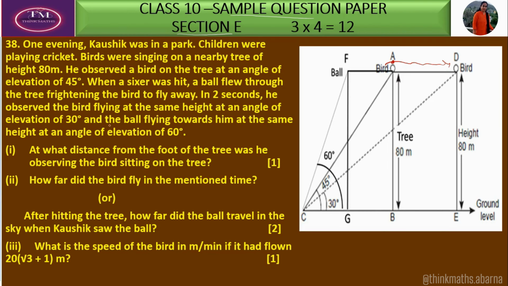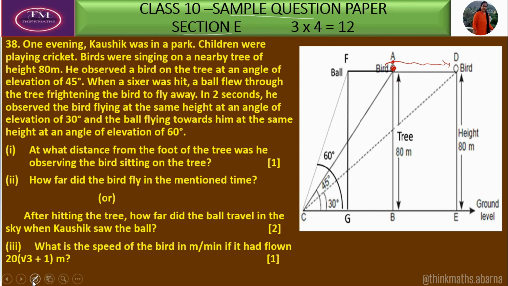So next what is given? And the ball flying towards him. So ball is in the tree. The ball is here. The ball flying towards him at the same height at an angle of elevation 60 degree. Okay. So this ball flew towards him at an angle of elevation 60 degree. So these are the data given.